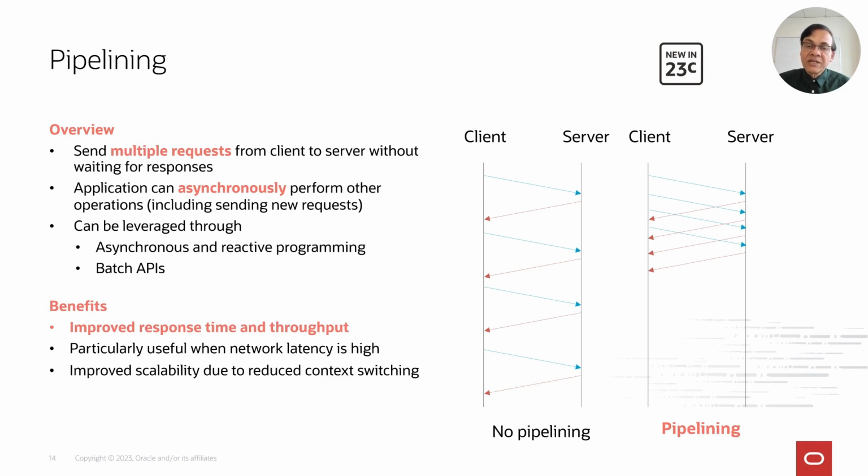And what you can do is that if you're using any asynchronous APIs or reactive programming models or using any batch APIs, our driver will automatically try to leverage pipelining so that your applications either don't have to change or you have to just change it minimally to leverage pipelining.